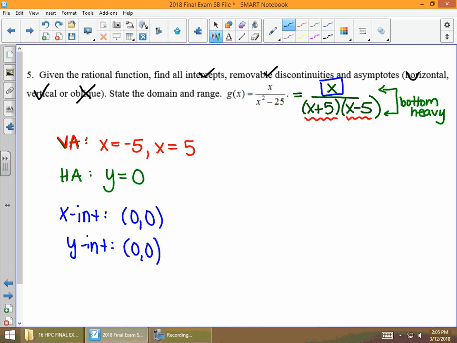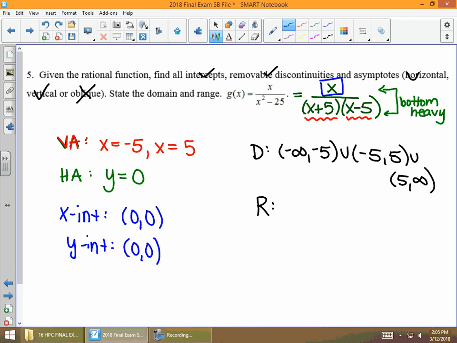So here, our domain is all reals, but x cannot equal -5 and 5. So -infinity to -5, -5 to 5, and 5 to infinity. And range, -infinity to 0, 0 to infinity.